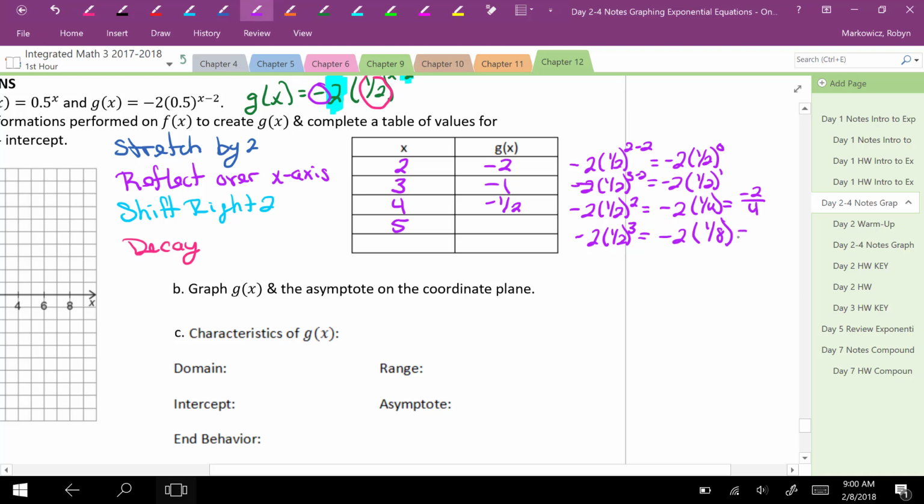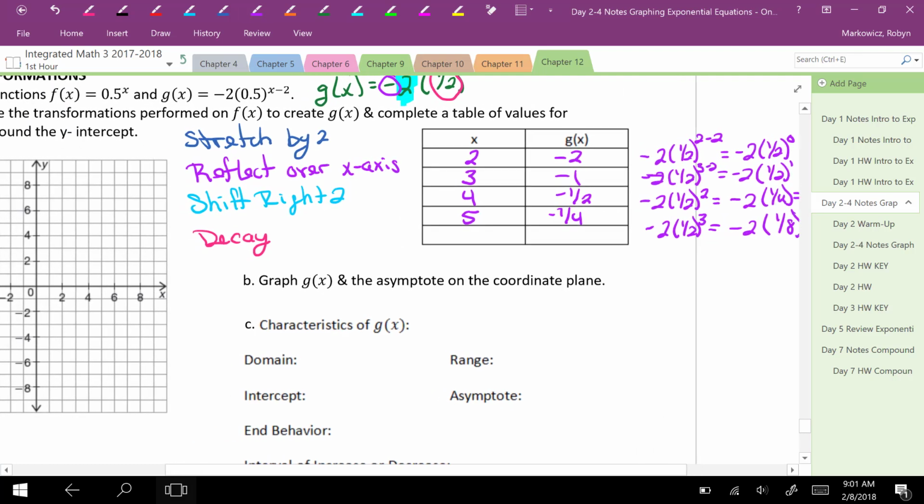No? This would be negative 2 over 8. Yeah, how do you get those? Here, so I'm doing 1/2 to the 3rd power. So what's 1 cubed? 1 times 1 times 1 is 1. What's 2 cubed? 2 times 2 is 4. 4 times 2 is 8. Okay? What's negative 2 over 8 reduced to? Negative 1/4.